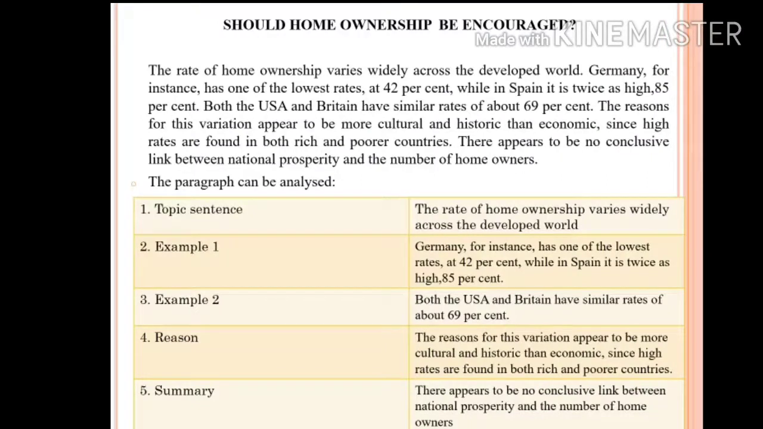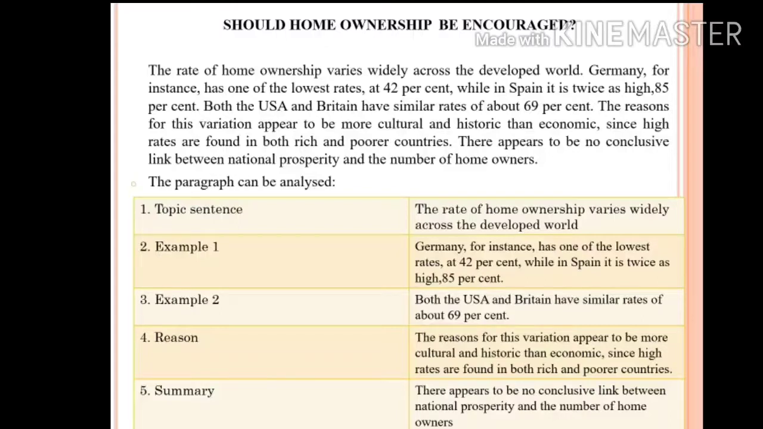Let's take a look at this paragraph. The topic of the paragraph is: should home ownership be encouraged? There are 5 sentences in this paragraph. The first sentence is the topic sentence, the second sentence is example 1, the third sentence is example 2, the fourth sentence is reason, and the last sentence is summary.